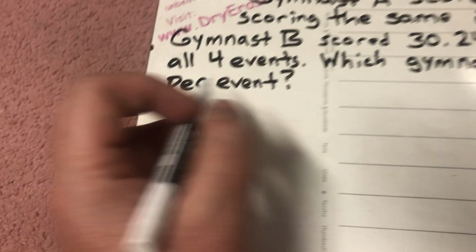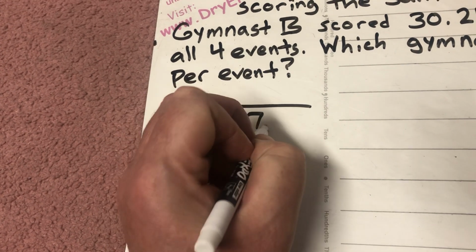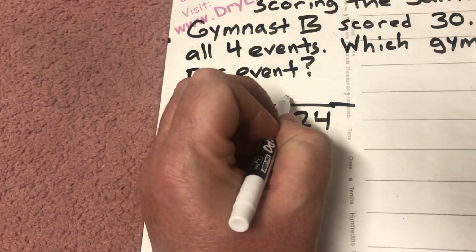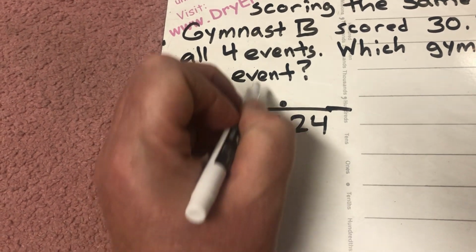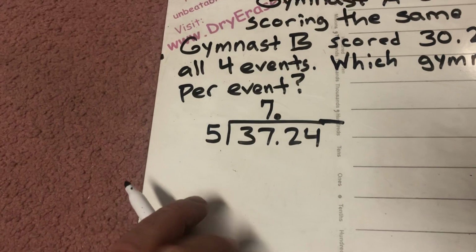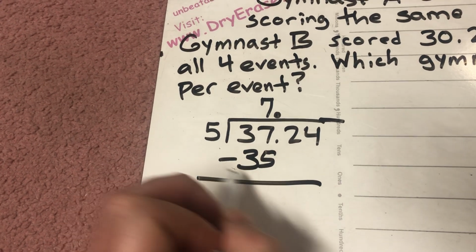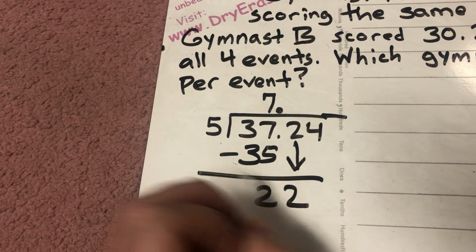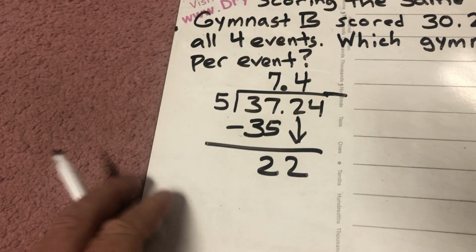So I'm going to take 5. That's going to go into 37 24/100. Well, there's no decimal here, so my decimal is going to go straight up. 5 cannot go into 3, but it can go into 37 7 times. 7 times 5 is 35. 37 minus 35 is 2. I'm going to bring that 2 down. 5 can go into 22 4 times.